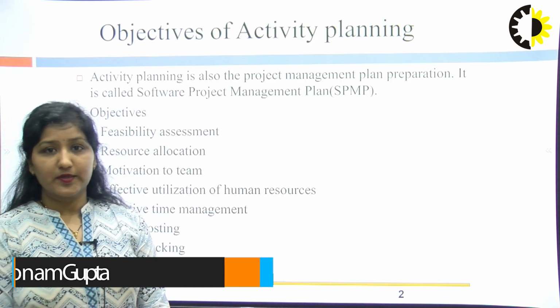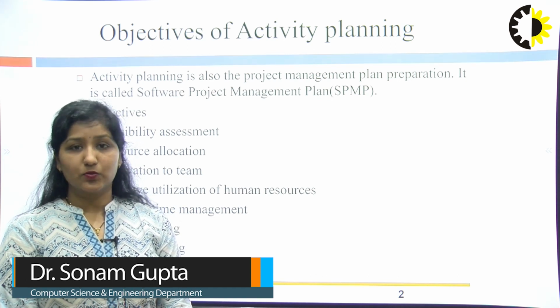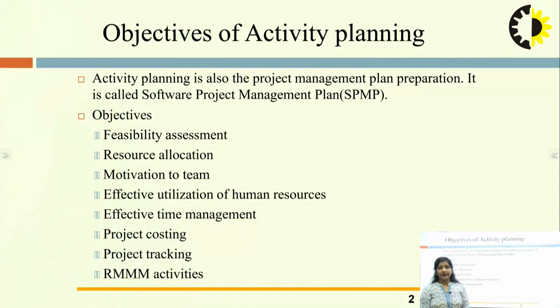So today I am going to discuss one complex topic of software engineering, which is risk management. Before coming to what risk management is, how risk is managed, and what the various methods to identify risk are, we need to identify the activities in which risk needs to be identified. Before any project is started, it needs to undergo activity planning. It is a part of the project management plan preparation, which we also call SPMP, the Software Project Management Plan.